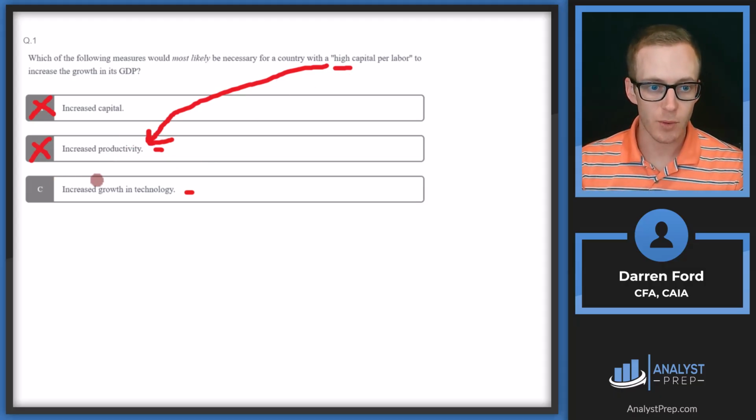However, what we can do is invest in technology. If we grow technology, then we're going to be able to also increase our productivity. So that's going to make C our best answer here.